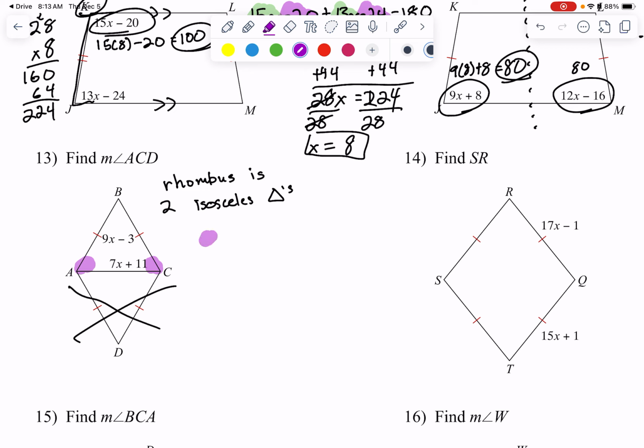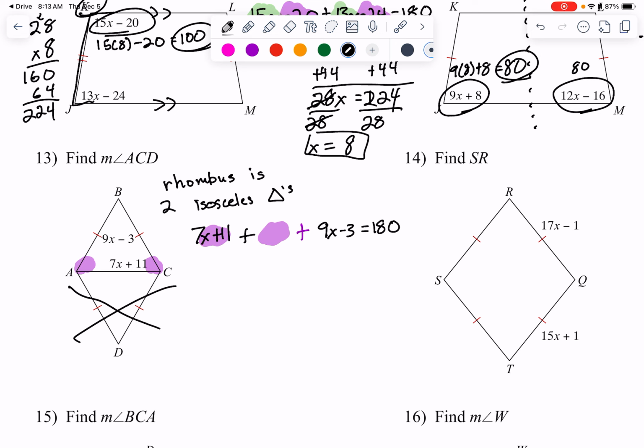So I could say that angle C plus angle A, let's try that again with some highlight, angle A plus 9x plus 3, 9x minus 3, that those three angles inside a triangle add up to 180. Now, angle C is 7x plus 11.